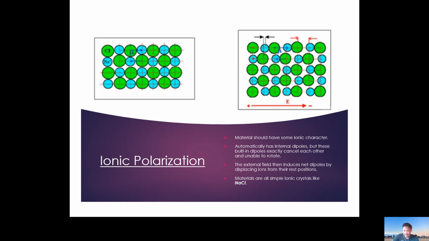It also has high melting and boiling points compared to molecular compounds. So this is some sort of characteristic of ionic polarization. The material that undergoes this process would basically have these characteristics. Okay, so ionic materials automatically have internal dipoles, but these built-in dipoles exactly cancel each other and are unable to rotate. Then next, the external field induces net dipoles by displacing ions from their rest position. Lastly, the materials are simple ionic crystals like NaCl.